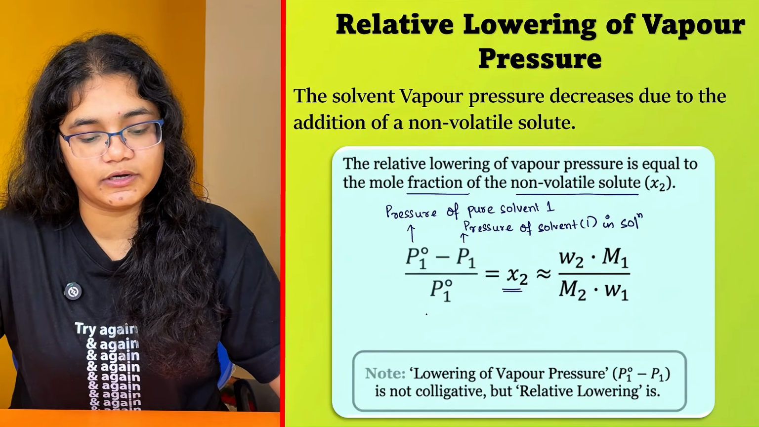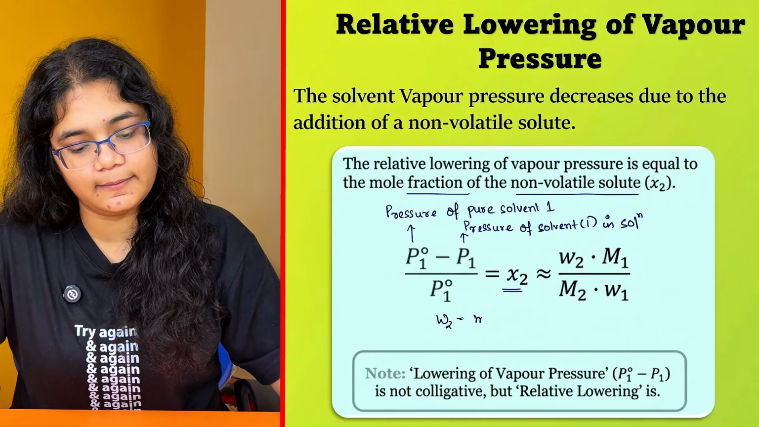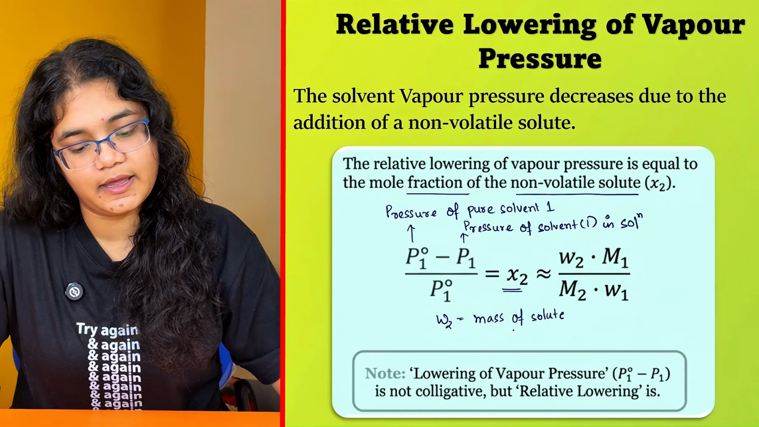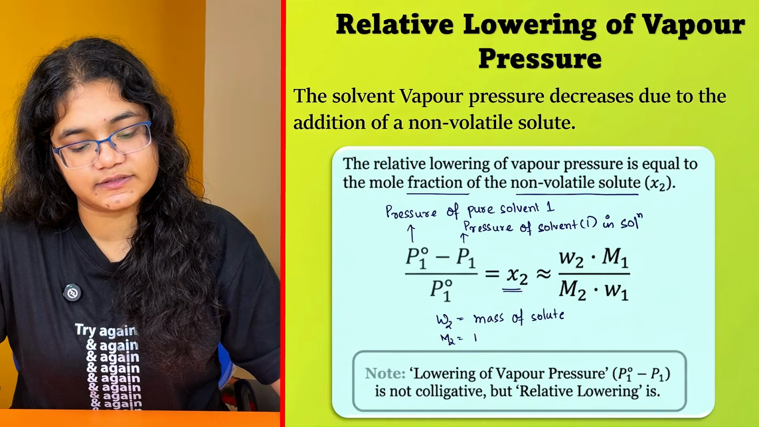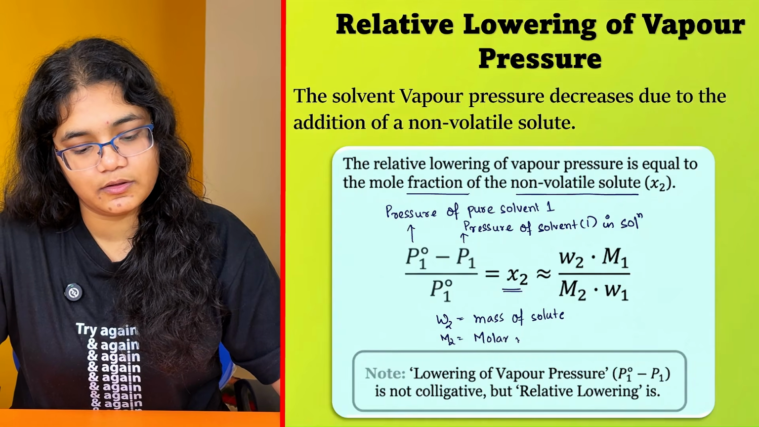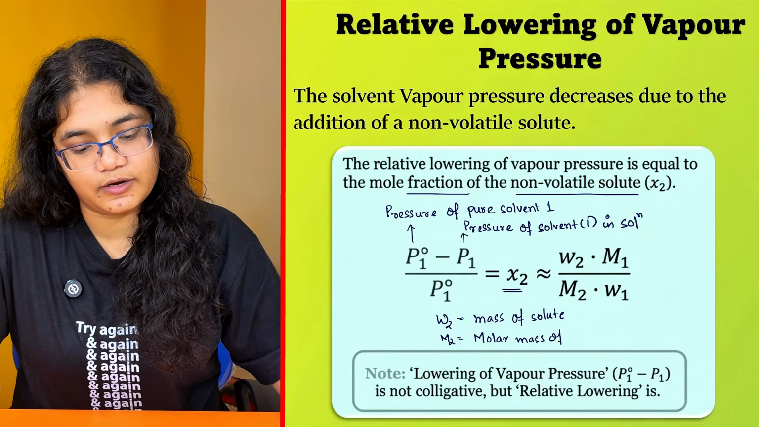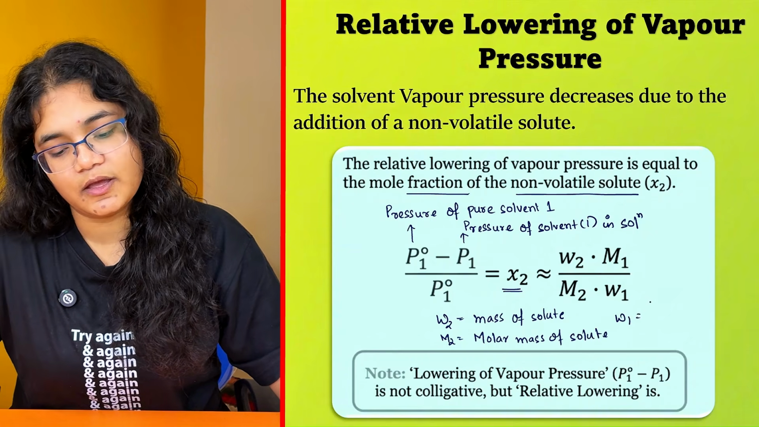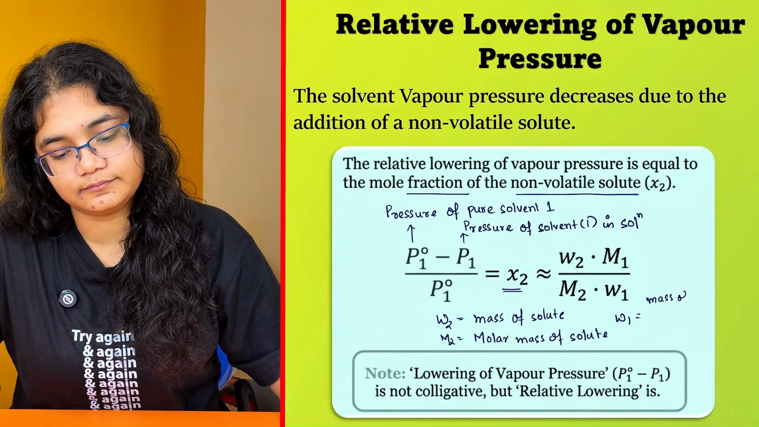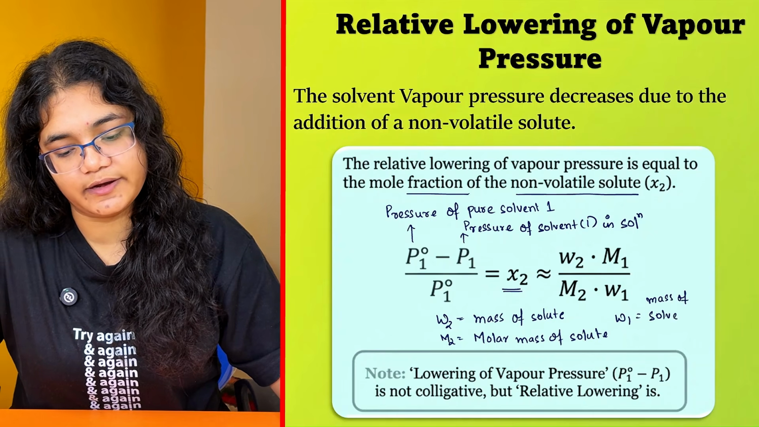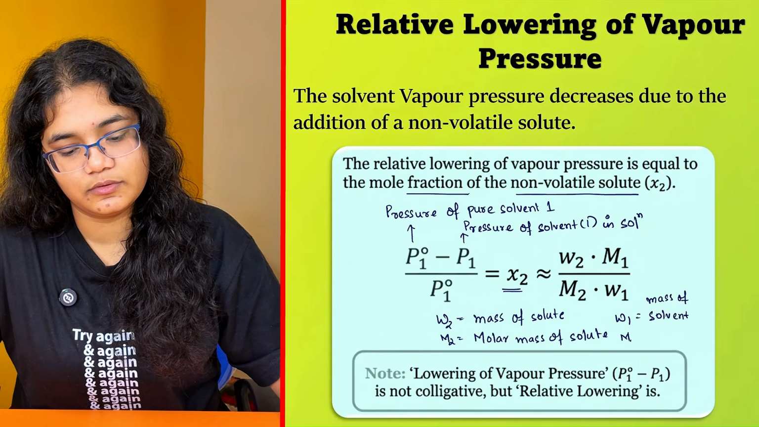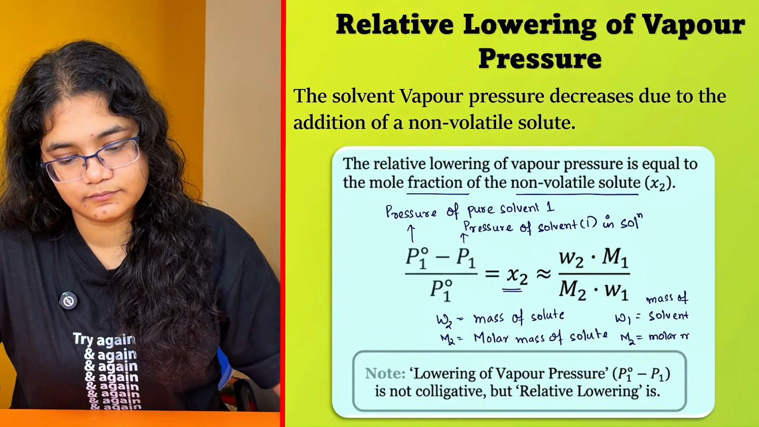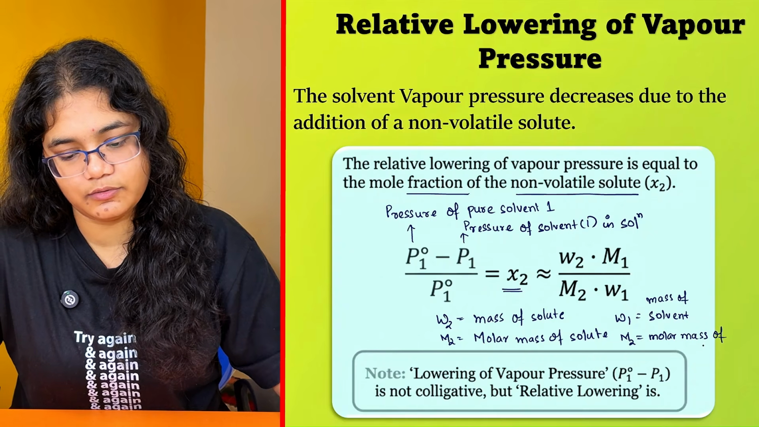What is W2? W2 is the mass of the solute. And M2 here is the molar mass of the solute. And similarly W1 is the mass of solvent, and M1 is the molar mass of solvent. Let me just write it down.